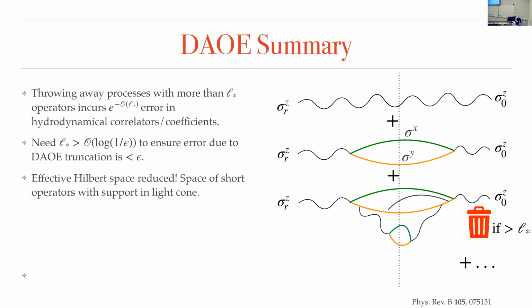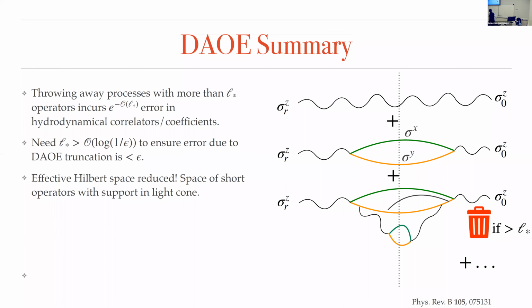Okay. So that means that I need to set L star to be larger than log of 1 over epsilon, which is not too onerous. It's actually not so hard to throw away L star. It's like 10, for example. So pretty good. But what kind of saving do we make from doing this? And the point is that if we just restrict our dynamics to this space where operators are no longer than L star, there are far fewer operators that we have to deal with. We're dealing with a much smaller Hilbert space, which means we can get away with using much less memory.